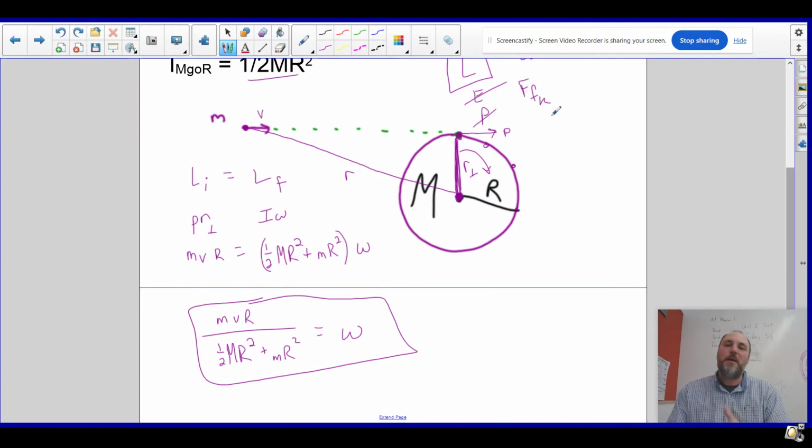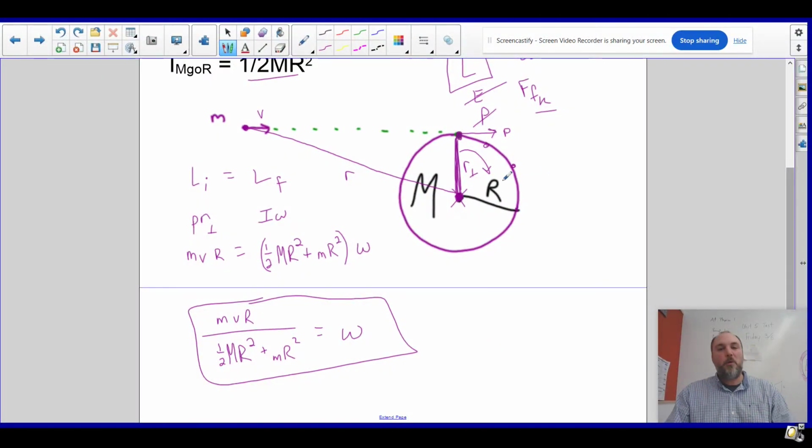Again, energy would not be okay because this is like a perfectly inelastic collision. We know there's got to be kinetic friction. And linear momentum's not okay because the merry-go-round is not able to translate. It's stuck to the ground, it's pinned. So we're always going to eliminate linear momentum in that case.